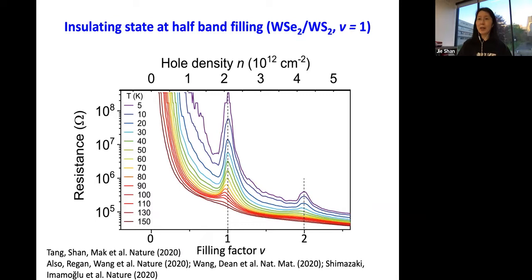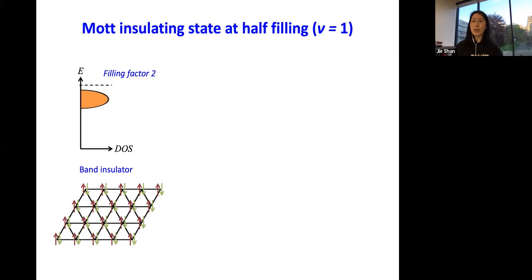What I'm showing here is the in-plane resistance as a function of filling factor. Let's not worry about what's going on at very low doping density, low temperature, and this is mostly due to contact resistance, okay? So I would like you to pay attention to those two peaks. Those peaks become more pronounced at low temperature, so they are showing some kind of insulating behavior. So the insulating state at filling factor two, the filling factor two here means two electrons or two holes per moiré site. And that's one completely filled moiré mini band. And this is a simple band insulator.